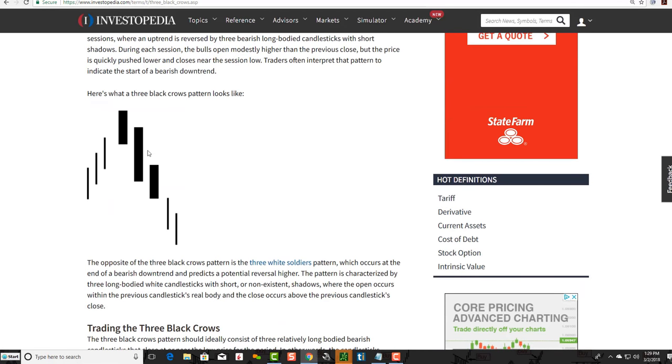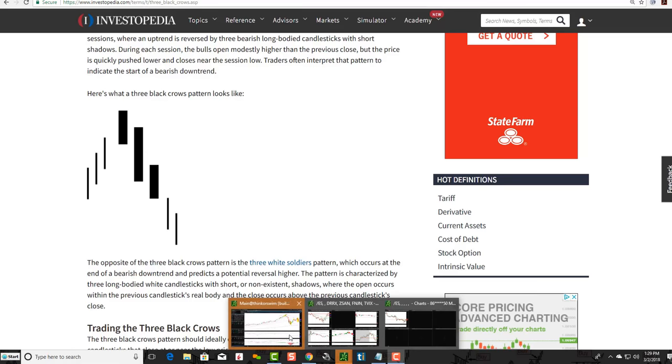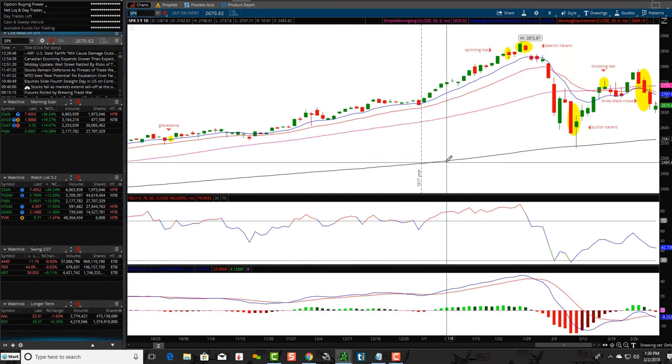So here is what Investopedia shows as a three black crows pattern. Obviously, opened in the previous body, closed below it. Opened in the previous body, closed below. Now, as we all know, charts don't always look this perfect. There's sometimes going to be something off a little bit about them, and that's where I like to show people the real world because it's important to know the overall concept of what's happening, not exactly is it 100% identifiable.